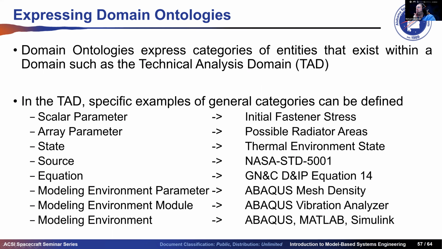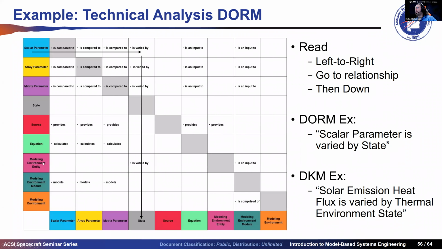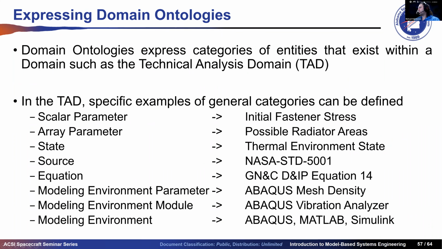A modeling environment parameter, that should say entity. Yeah, that should say entity. That's my fault, I didn't change it. This is something that exists inside of a modeling environment, but nowhere else. CAD is a good example, or mesh density is just something that is not necessarily a parameter, but it exists in the context of some modeling environment module, which might be some aspect of a modeling environment.